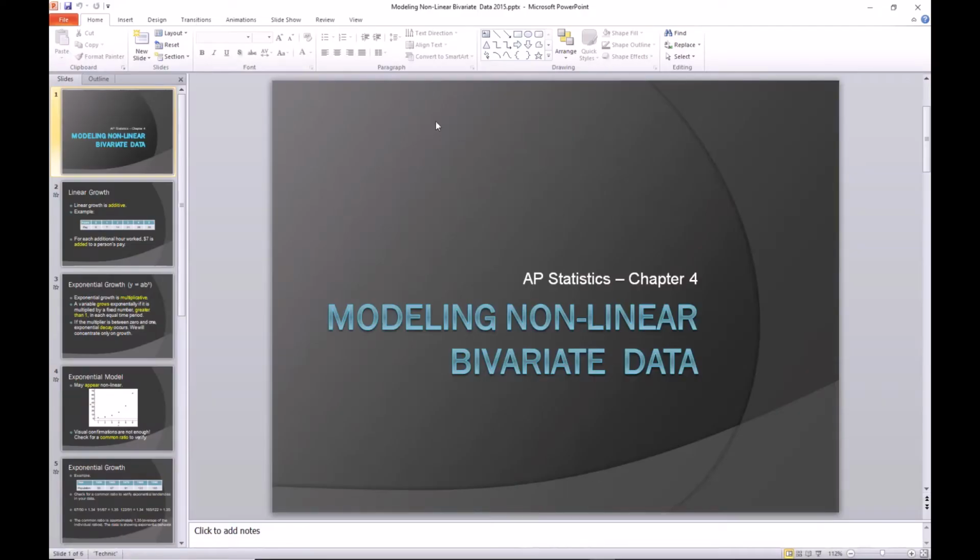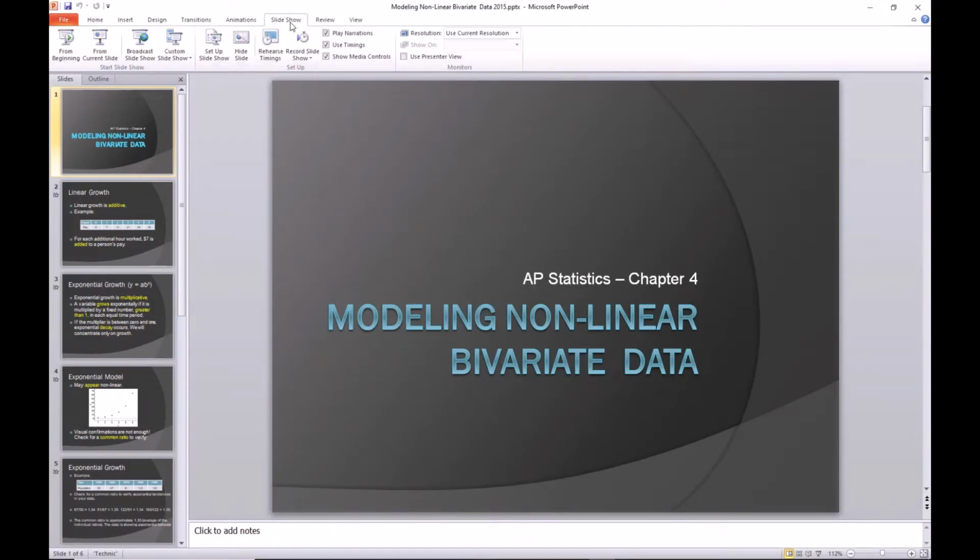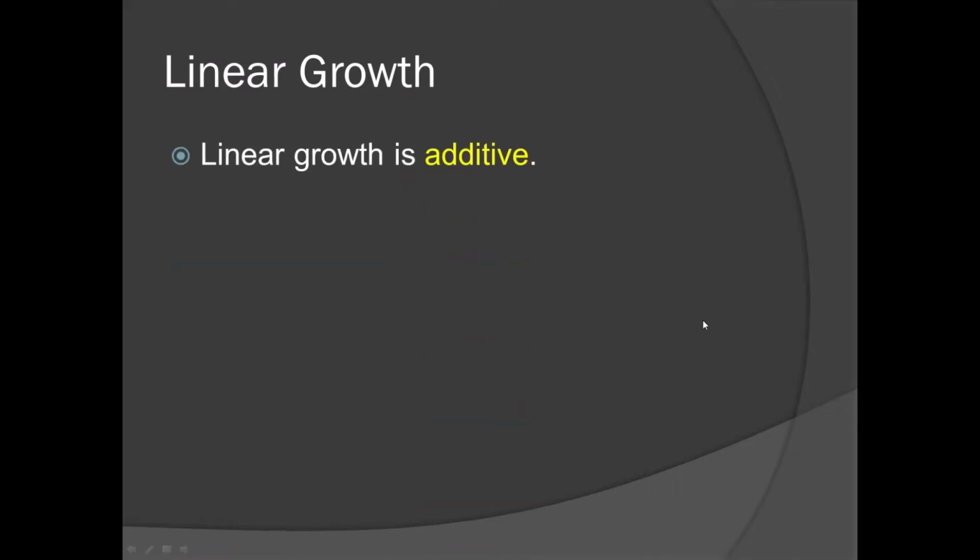So, modeling nonlinear bivariate data. And just to bring this back, you do know or recall that linear growth is additive from your Algebra 1 days when you learned all about y equals mx plus b. Basically, from one period to the next in your data sets for linear, things change in an additive way.